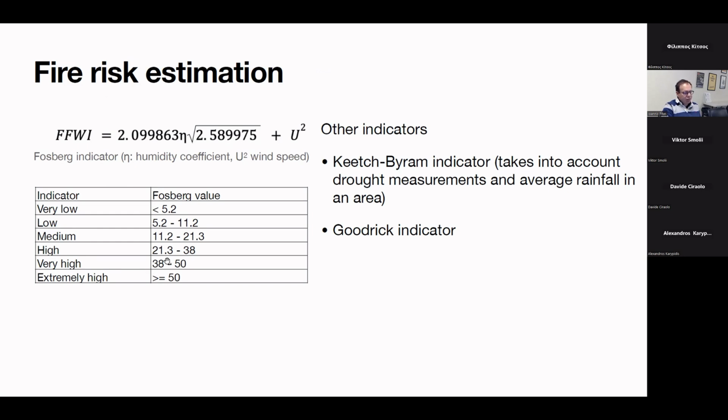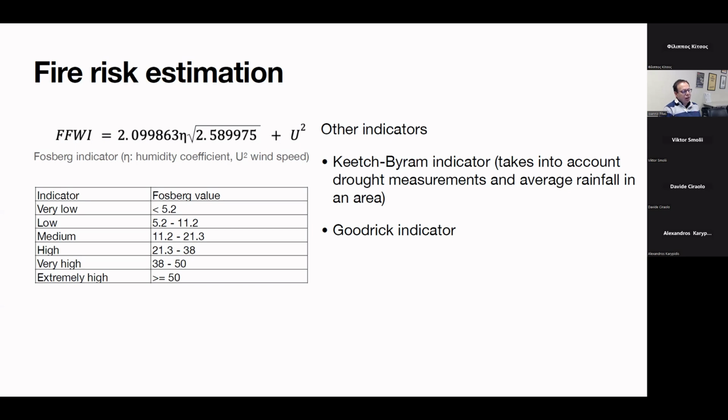between 38 and 50. Other indicators are the Keetch-Byram drought indicator, which also takes into account drought measurements and average rainfall in an area. So this means that we need to combine and integrate data that are available from other sources, not only from our sensor nodes, and take them into account in estimating the risk. And there is also another indicator which is called the Goodrich indicator. So all these different indicators can be used to estimate the risk of wildfire.